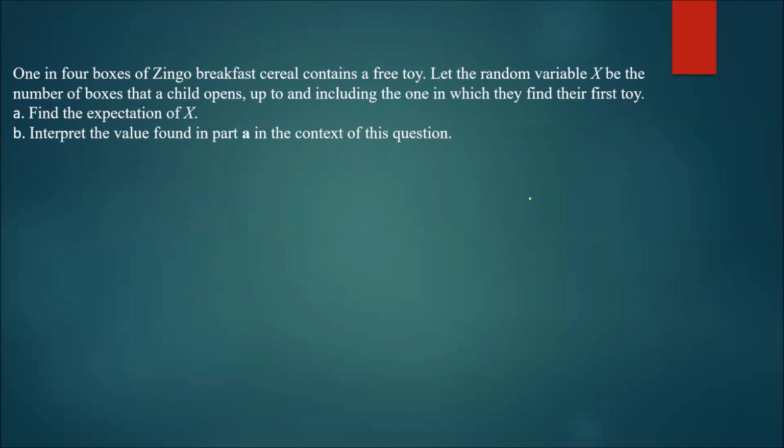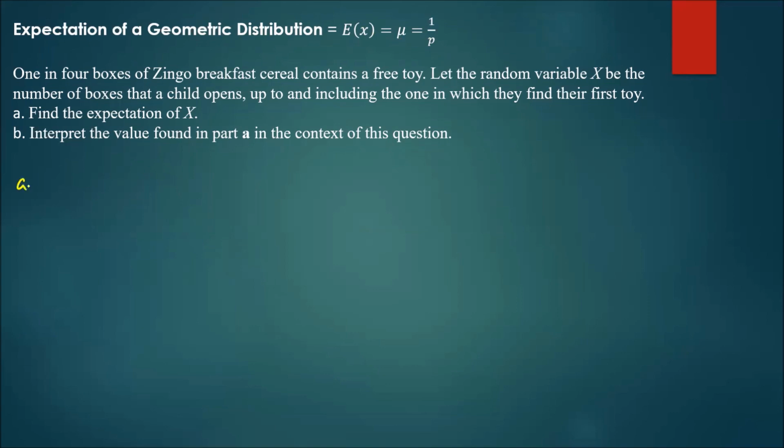Okay, so let's now talk about the expectation of a geometric distribution. So that is E of x, which is also equivalent to mu, which is our mean. In solving the expectation of a geometric distribution, that is simply equal to 1 over p. So we have here 1 in 4 boxes of Zinco breakfast. So let us define our distribution. It is a geometric distribution wherein the probability is 1 by 4. So P is 1 by 4, Q is 3 by 4.